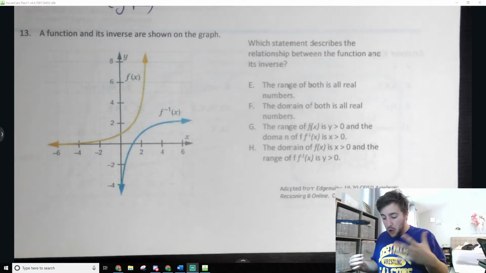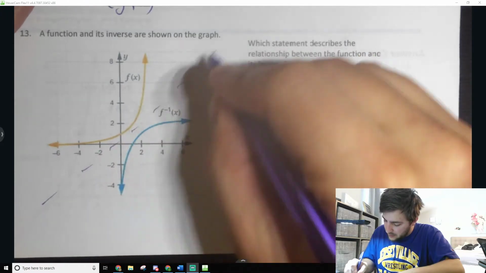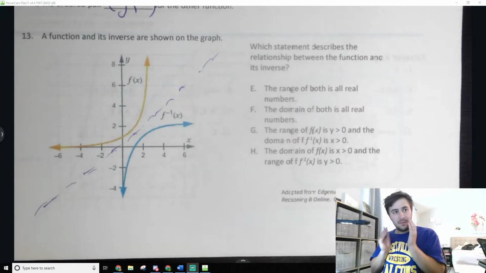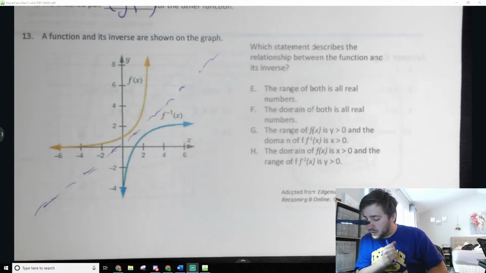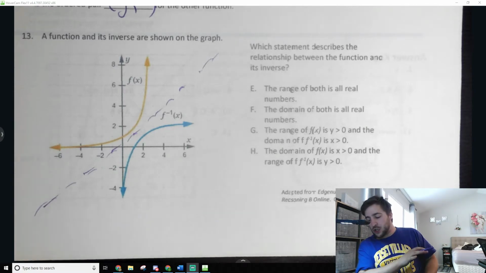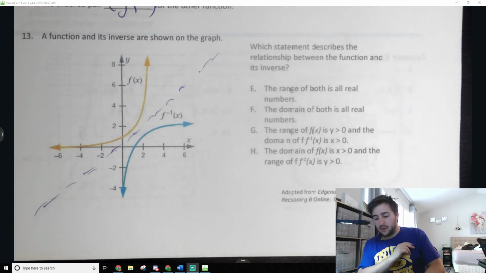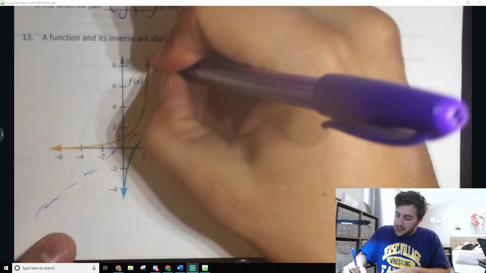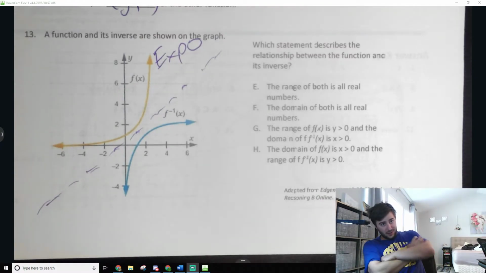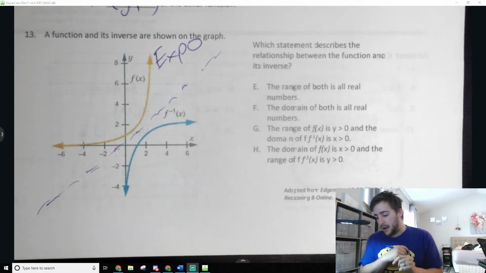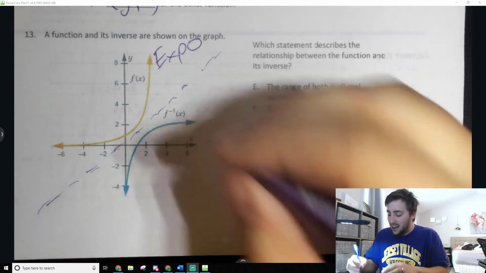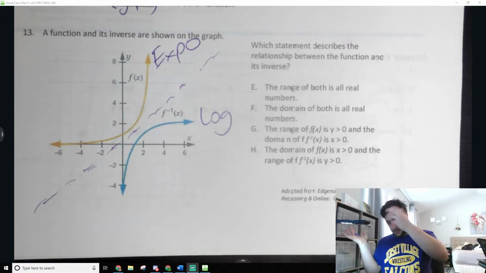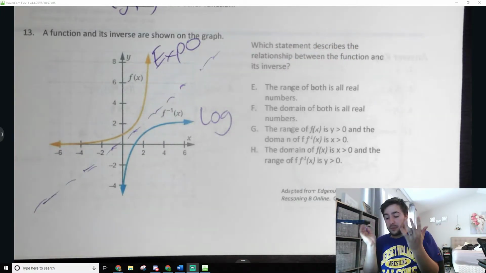Functions and their inverses are shown, okay? Absolutely, usually I'm not too great with this spatial stuff, but that's looking pretty mirrored-ish to me. So let's look at these statements. Which statement describes the relationship between the function and its inverse? The range of both is all real numbers. Well, this just so happens to be an expo function, okay? Hopefully y'all can recognize that. We did a little bit of that last week, all right? The inverse of an exponential, I just gave it away, is a log function, okay? It's a log function.